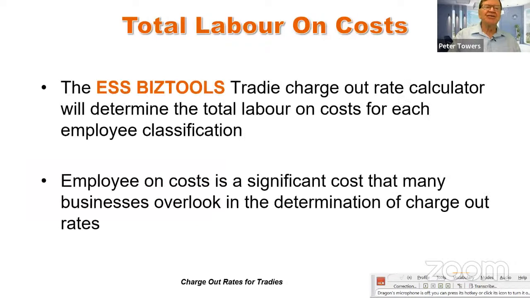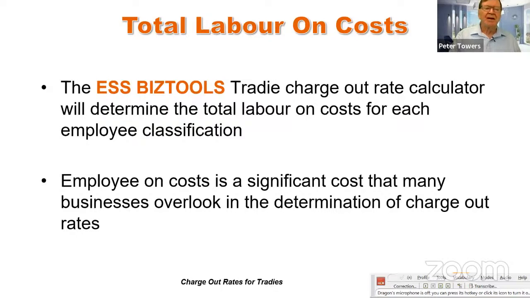So all this leads through to the total labour on costs. ESS BIZTOOLS has developed a tradie charge out rate calculator which will determine the total labour on costs for each employee classification. And in our system, we have provision for 36 classifications in the permanent full-time employee area and 36 in the permanent part-time category area. So I think you've got plenty of space there to record the various variations that occur.